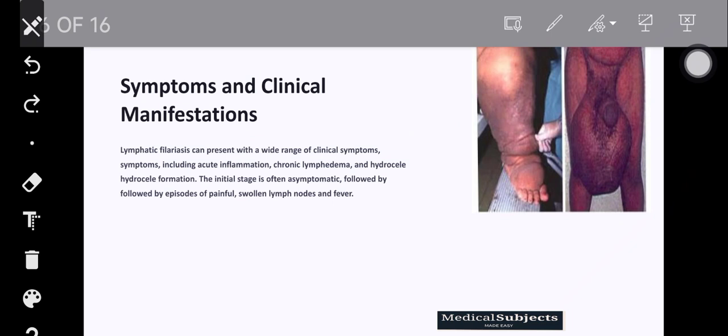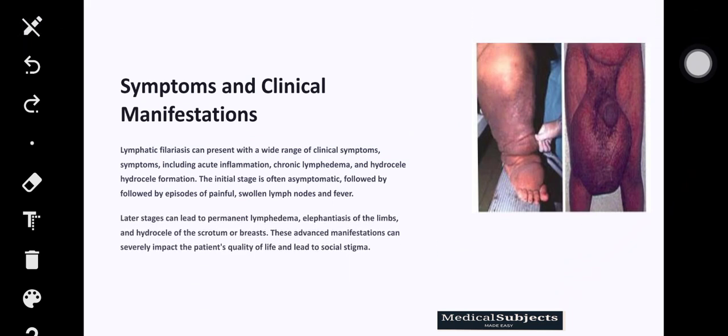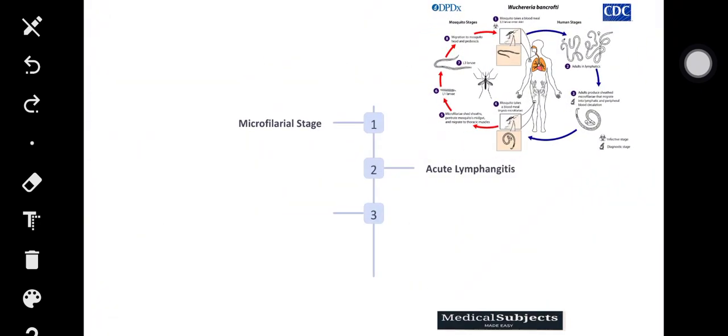Then it goes to chronic lymphadenitis, and later stages can lead to permanent lymphedema, lymphadenesis of the limbs. This is what you are seeing there on the left side, and hydrocele of the scrotum or breasts. These advanced manifestations can severely impact the patient's quality of life and lead to social stigma. So these are the symptoms and clinical signs.